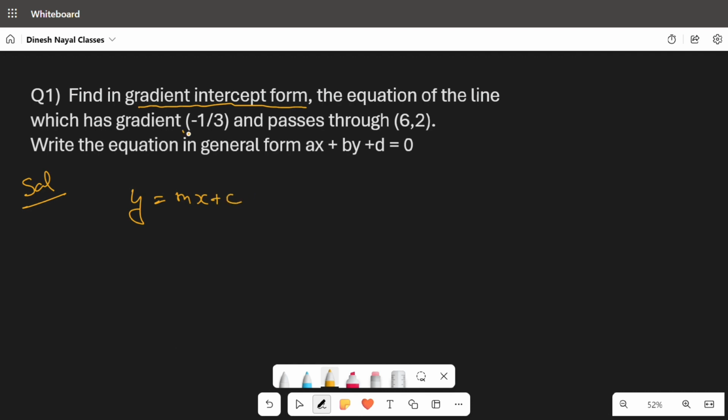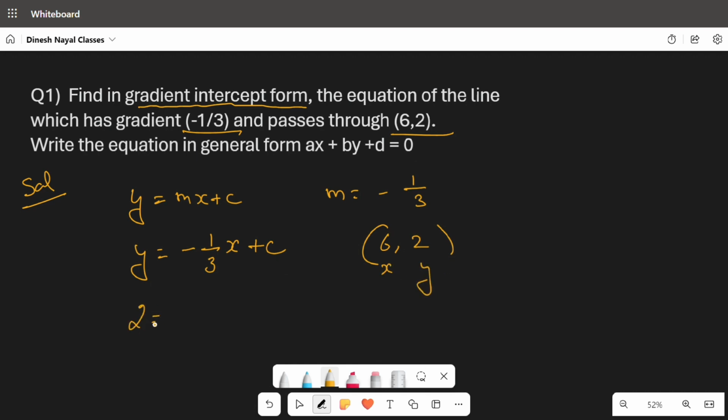Now what is the gradient given? Gradient m is minus 1 by 3. So we substitute the value of m over here. So y will be equal to minus 1 by 3x plus c. Now we have to calculate the value of c. It passes through (6, 2), which means x is 6, y is 2. So substituting over here, 2 equals minus 1 by 3 into 6 plus c.